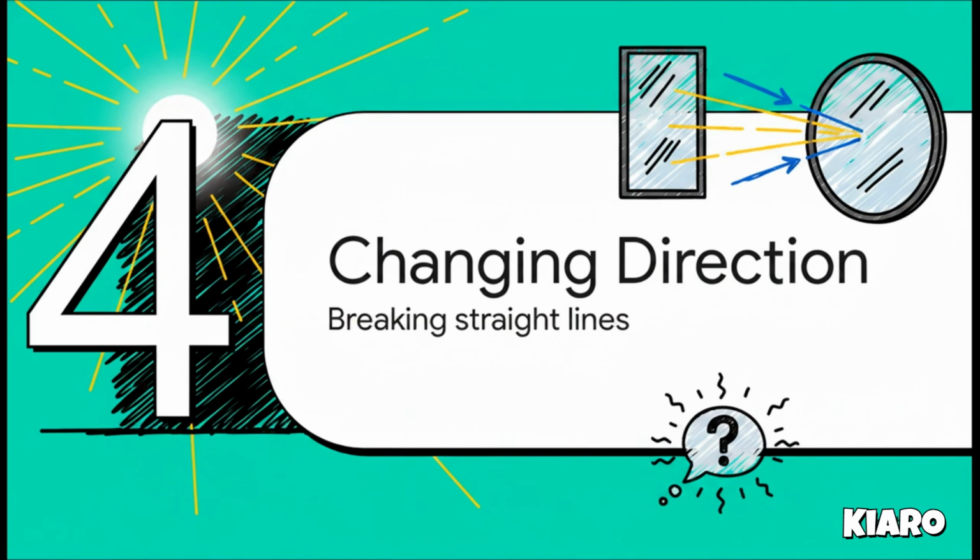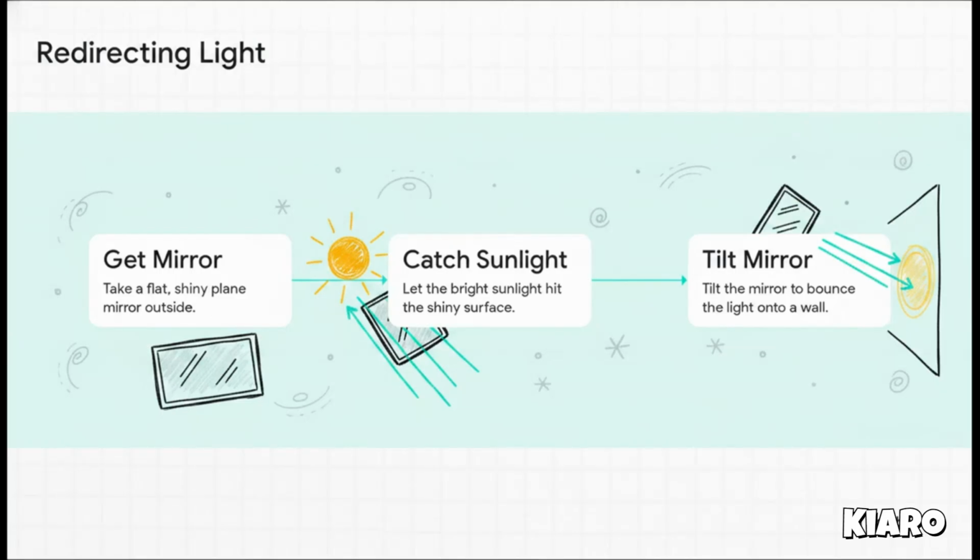All right, our final stop is section 4, changing direction with mirrors. Time to try breaking that straight line rule. So I have a challenge for you. We just proved that light only travels straight and that opaque objects completely block it. But is there any possible way we can force light to change its direction? To figure that out, let's run a grand finale experiment using just a basic mirror and the sun.